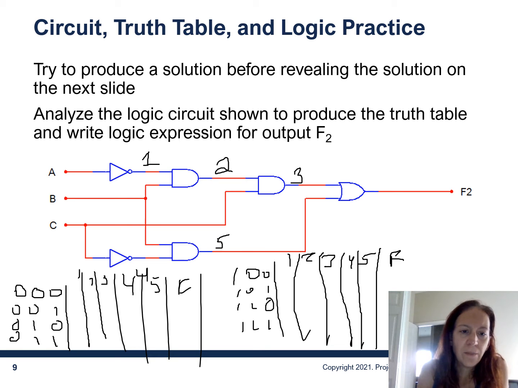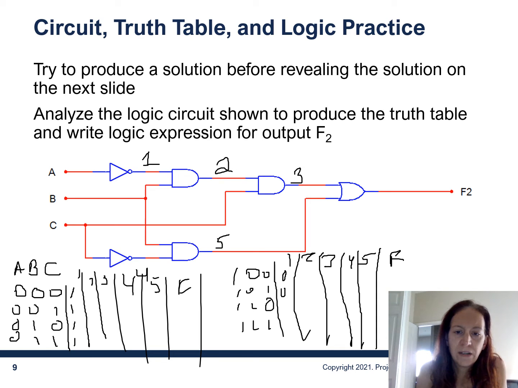Number 1 is the inversion of A, so we want to make sure we're clear on what these are. So if A is low, 1 is high, and if A is high, 1 is low. Okay, 2 is the ANDing between 1 and B.